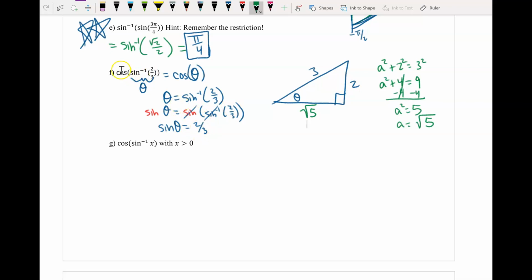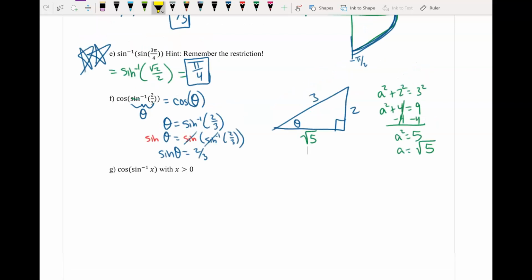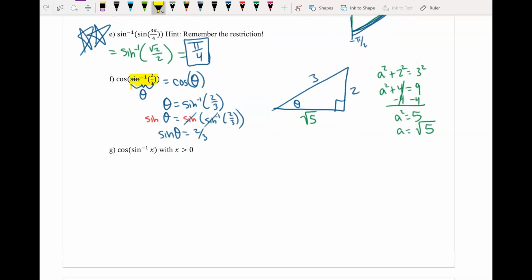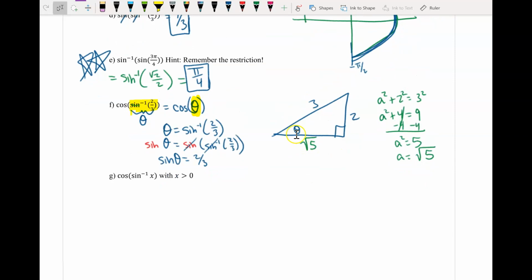Now, remember, what we wanted to find was the cosine of sine inverse of 2/3. We said this inside part was just equal to theta. So in order for me to figure out what this whole thing is, cosine of sine inverse of whatever, we just need to figure out what cosine of theta is. So let's look at this triangle. The cosine of theta in this case would just be the adjacent over the hypotenuse, which is equal to the square root of 5 over 3. That would be my solution.